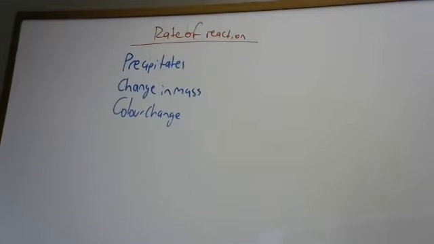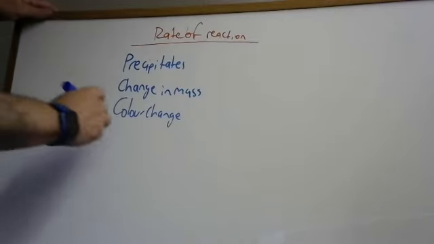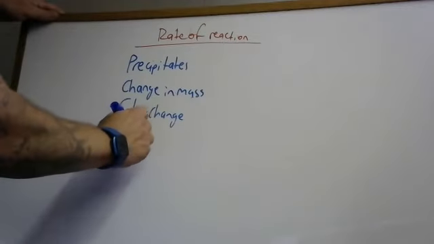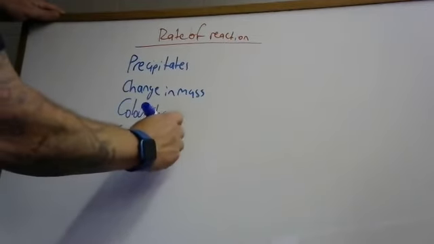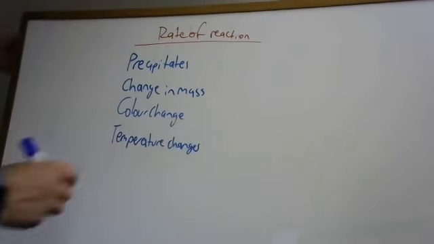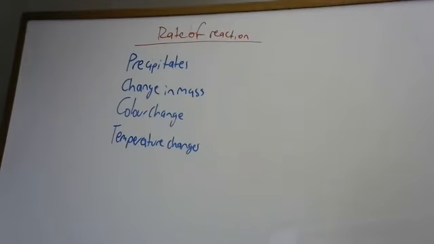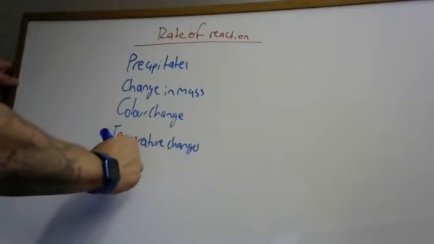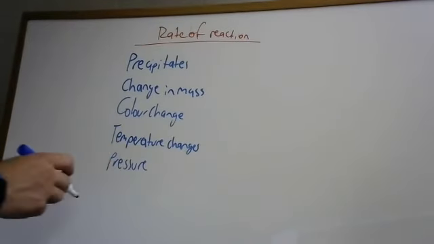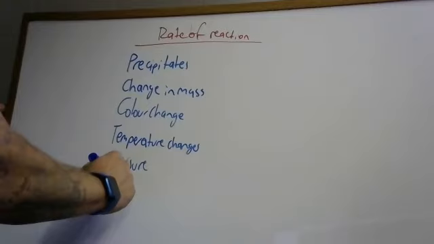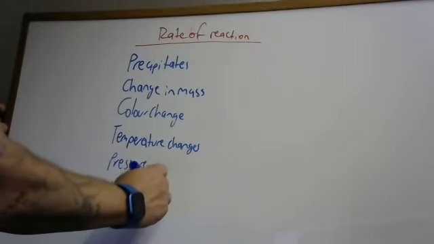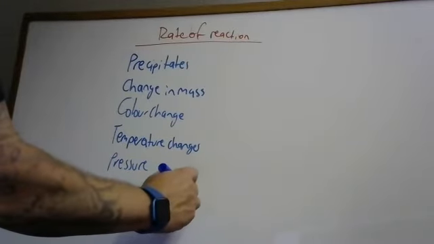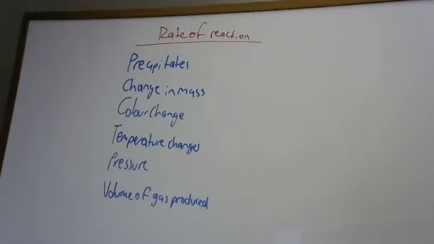So one of the other examples for a fast reaction is actually the fading of a t-shirt in the sun. So temperature changes, either exothermic or endothermic. We have pressure changes. And the biggest one is the volume of gas produced. So that's the one we use to calculate the rate of reaction of a lot of reactions.